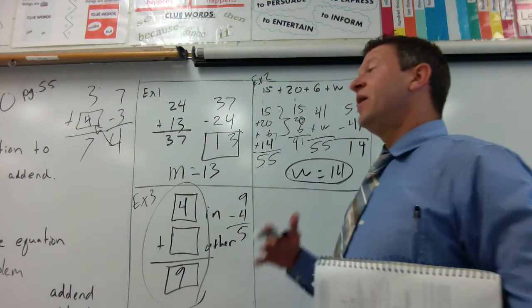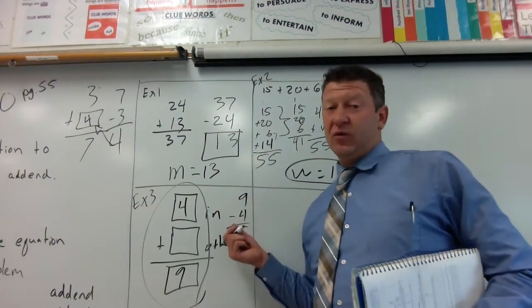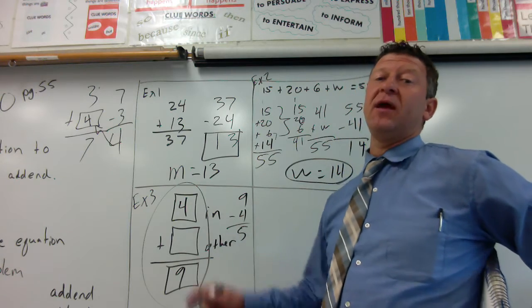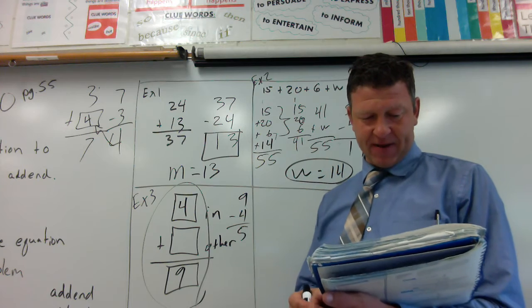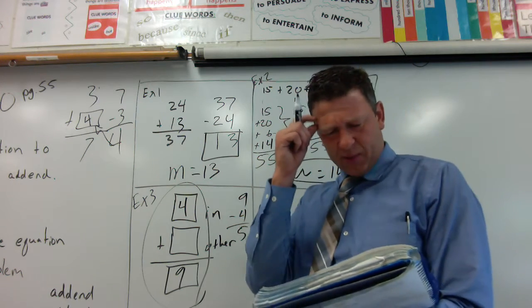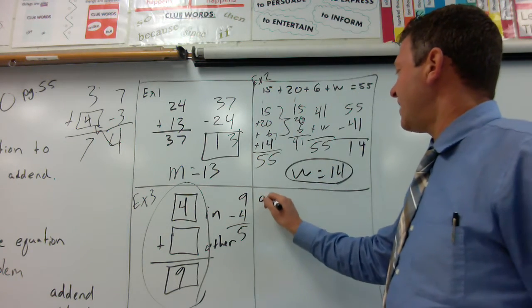Now, guys, I agree with you. 9 minus 4 equals 5 is what you probably were thinking, but we're thinking missing add-in today. Missing add-in, so we're going to set up our equations like that. Okay, well, let's do a couple. In lesson practice, let's do A.